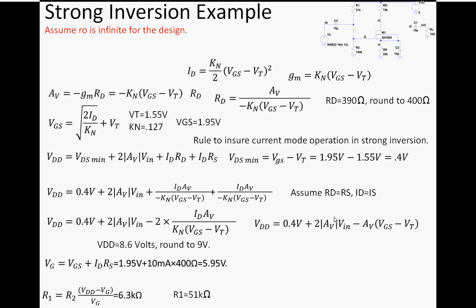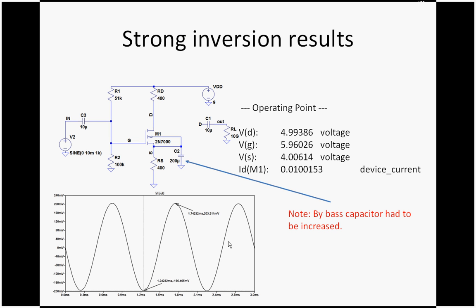But supply voltages are dropping in time. I mean, they're about 1 volt now. So this device, which has such a large VT, would be a little bit hard for a 1 volt power supply. So I get a VDD of 8.6 volts, and I round to 9. I have VG equal to 5.95, and I again solve for R1.